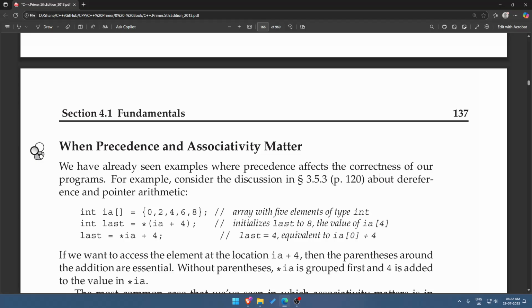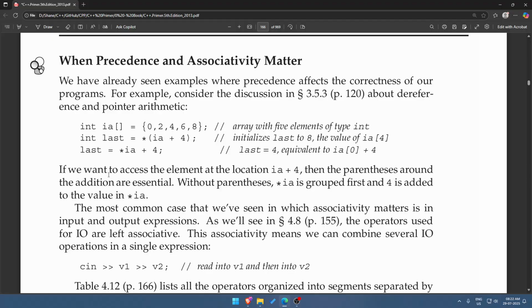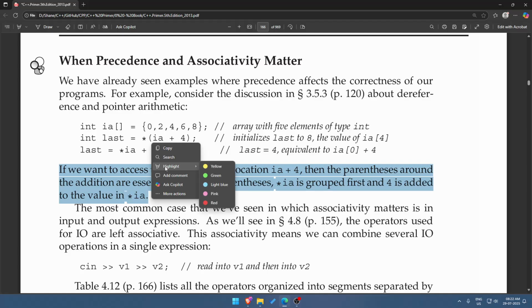We have already seen examples where precedence affects the correctness of our programs. For example, consider the discussion here about the reference pointer arithmetic. If you want to access the element at location ia plus 4, then the parentheses around the addition are essential. Without parentheses, i is grouped first and 4 is added to the value returned, the R value, right?